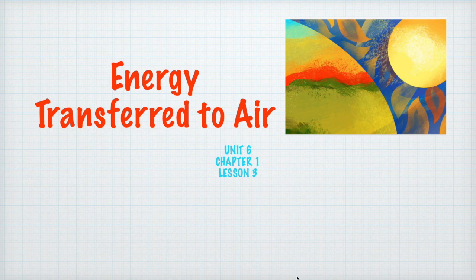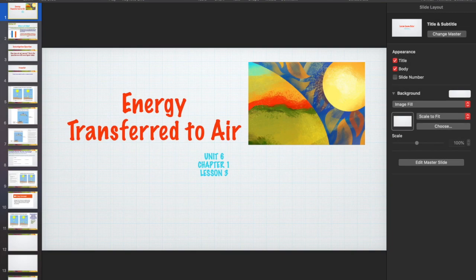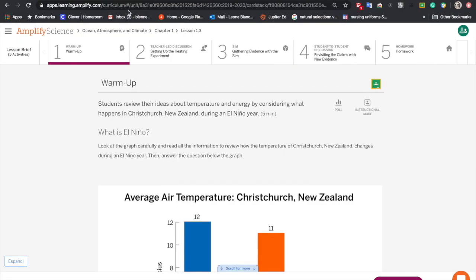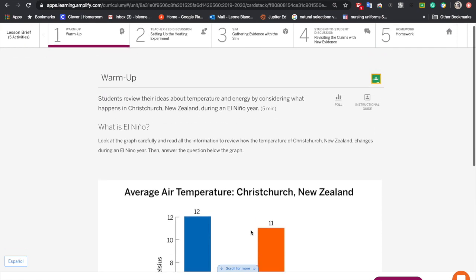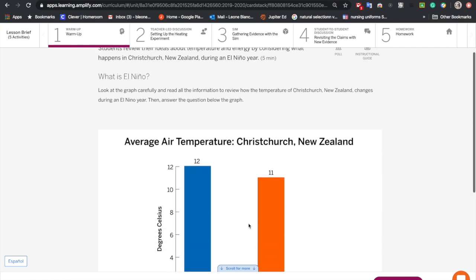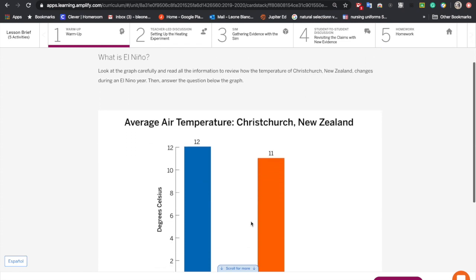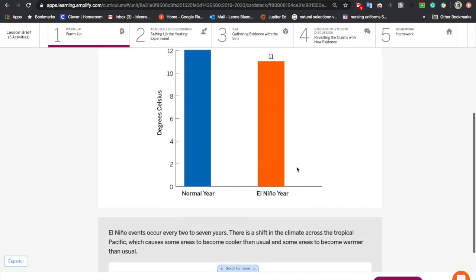When we take the temperature outside, or when we take temperature in general, we're looking at the air temperature right above the ground, almost right at the level of where your hands are and what you can feel. So what I need you guys to do is get onto Amplify, and you should be on this page on the warm-up. And what it's asking you is to look at the graph here. I'm going to overview this.